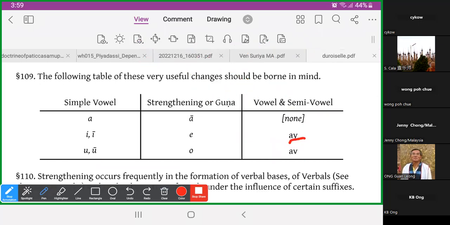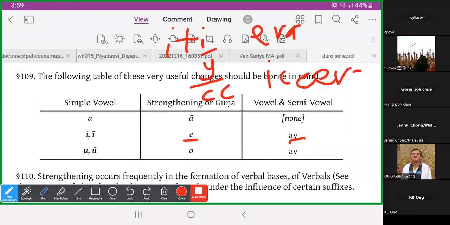So it's Y, A. So for example, iti. So your I becomes Y, right? Then the TY becomes CC. So you put the eva. So sometimes you have the word icceva. It's because the I changes to the Y. Y is the semi-vowel for this I. So TY changes to CC. Then you add eva. So icc-eva. So you have the Pali word icceva because of the semi-vowel of I right here.